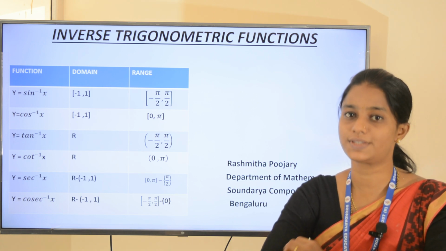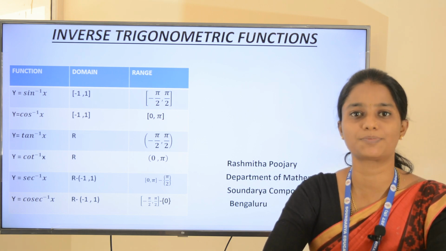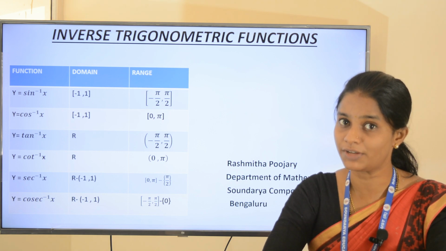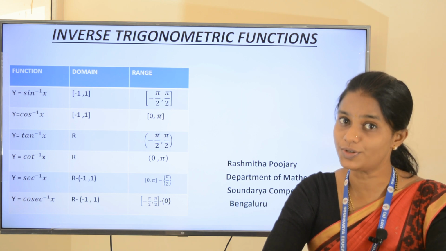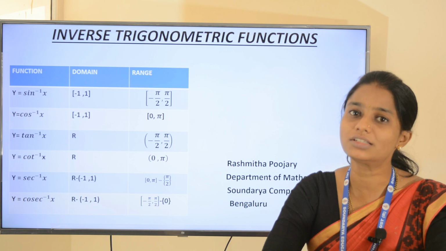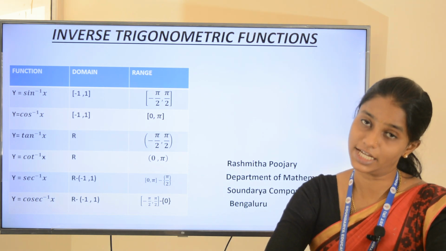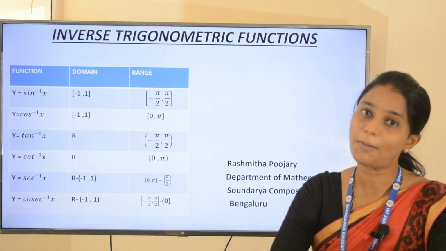The sine inverse x, its principal value branch is the closed interval minus pi by 2 comma pi by 2. Cos inverse x, its principal value branch is the closed interval 0 comma pi. Tan inverse x, its range or principal value branch is the open interval minus pi by 2 comma pi by 2. Cot inverse x, its principal value branch is the open interval 0 comma pi.